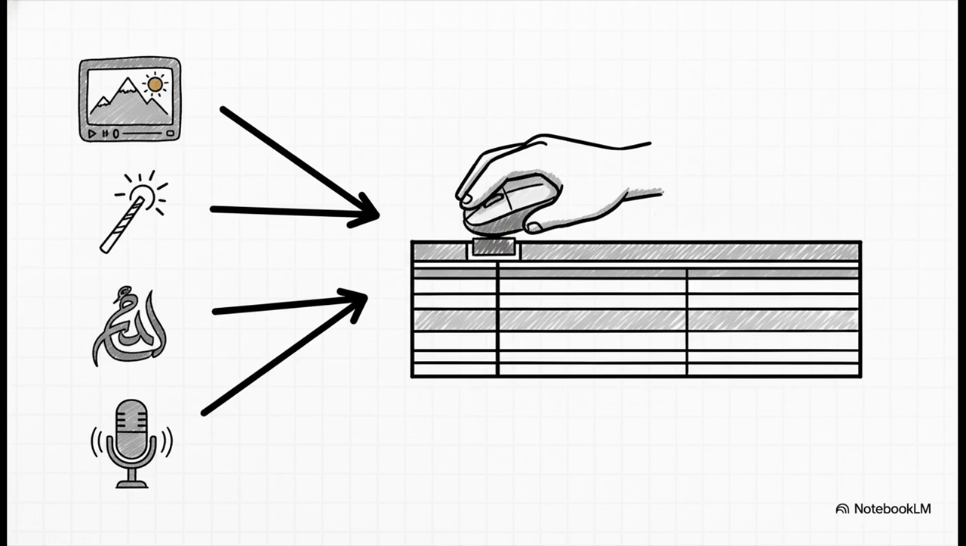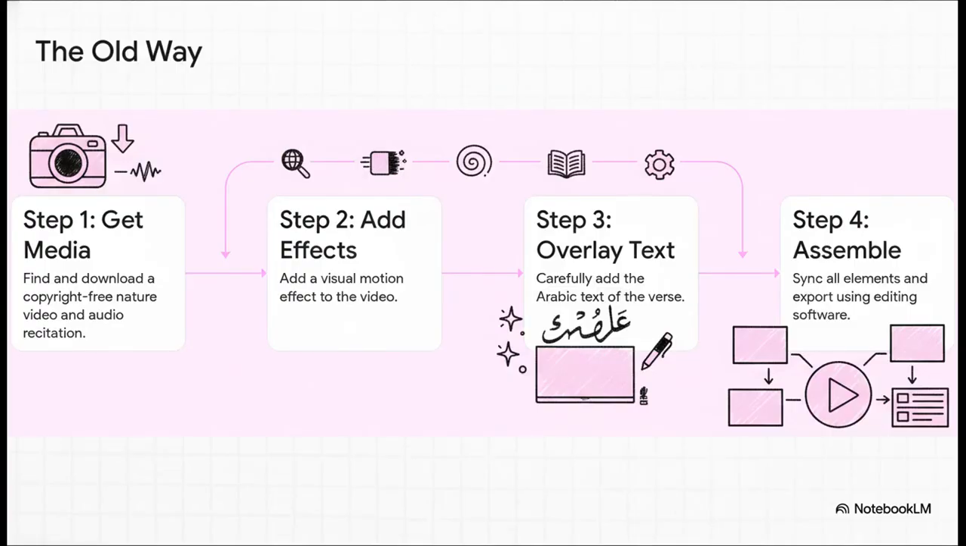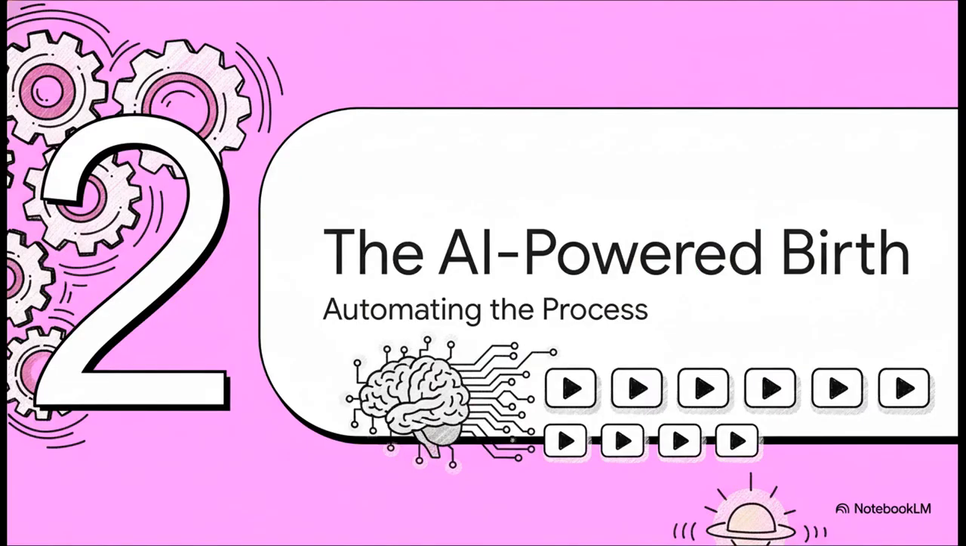Every single one of those pieces had to be carefully put together by hand in some editing program. And when you list out the steps, you see just how much work it really was. First, you had to go hunt for the perfect, copyright-free video and download it. Then, you'd add your visual effects. After that, you'd have to carefully place the Arabic text on the screen. Then came the really tricky part, syncing the audio just right. And finally, you'd have to drag everything into editing software to piece it all together and export it. I mean, that is a lot of steps for a short little video. So yeah, that was the old way.